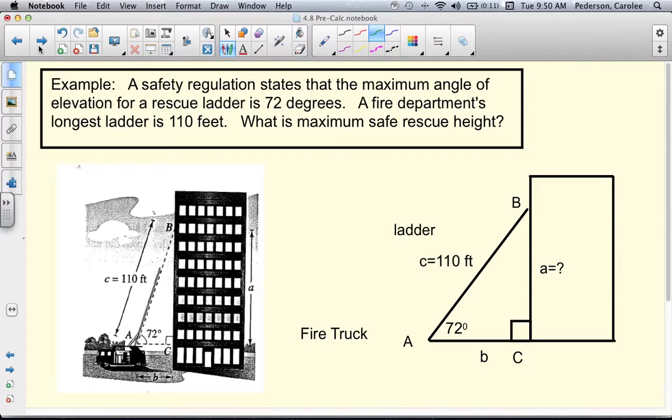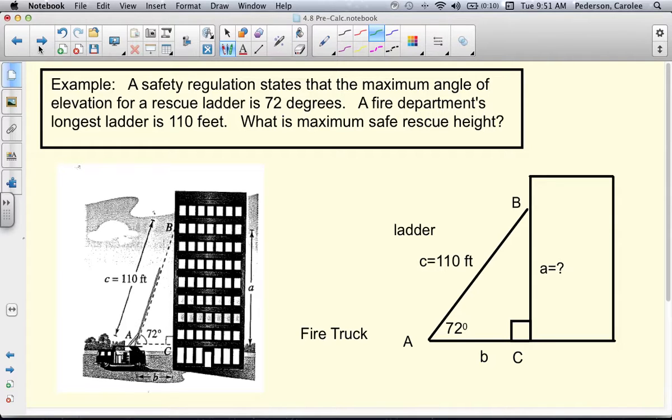Alright, this example I pulled from the textbook. We scanned the picture and then I reconstructed it with the segments. So what we have is a fire truck down on the ground, and it has a ladder. The ladder's angle of elevation is 72 degrees, and the length of the ladder is 110 feet. What we want to find out is how far up the building this ladder truck can go.